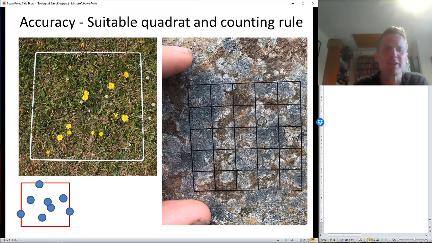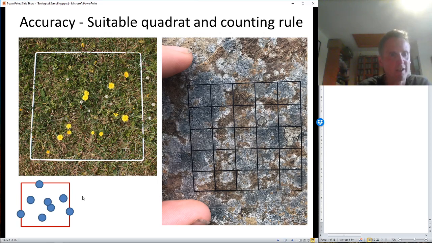Again, it'd be a suggest question in an exam: suggest what you should think about when choosing a quadrat. Because if this quadrat was 10 times as big, I'd lose track of how many yellow flowers there are. This way, it's a countable number. I'm not going to get confused.